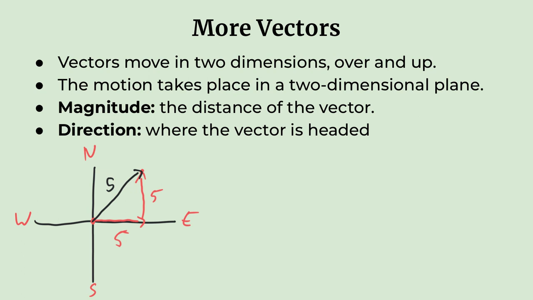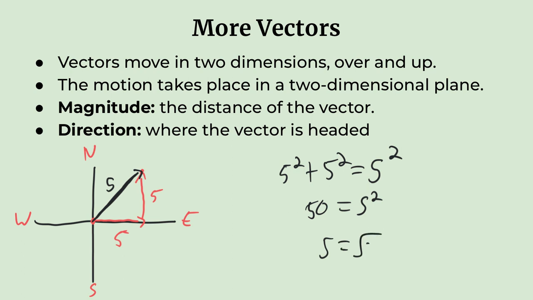So the magnitude here would be just how long this is, which is using the Pythagorean theorem. 5 squared plus 5 squared equals s squared. I should have picked better numbers. We get 50 equals s squared. So s equals the square root of 50, which is roughly 7.1 or 7 blocks. Where this was blocks on the map or in the city blocks.